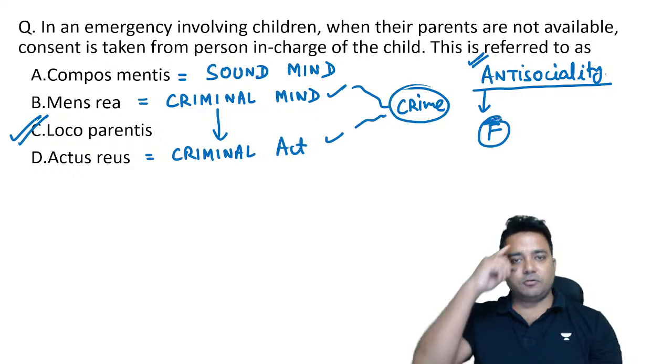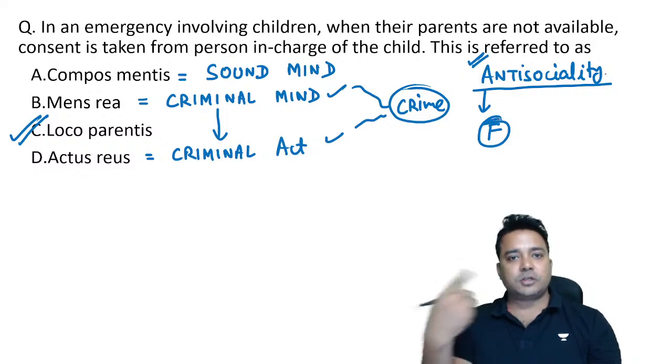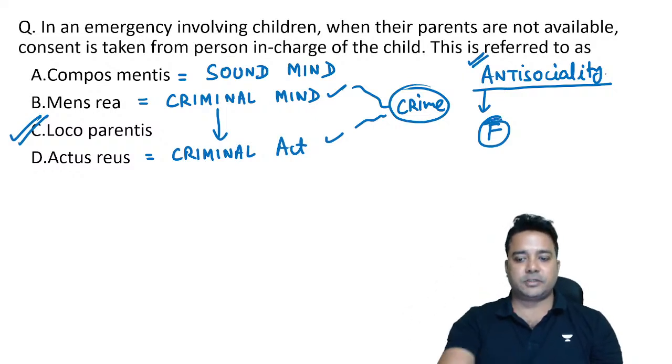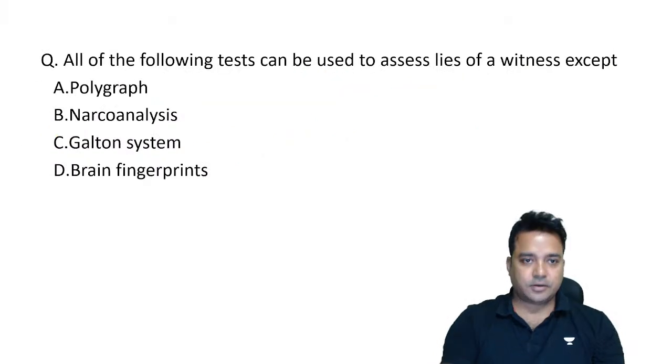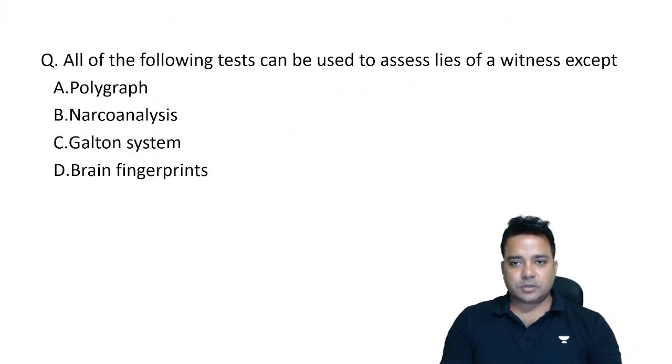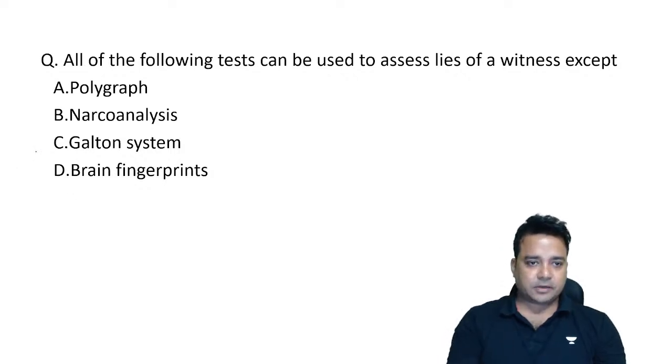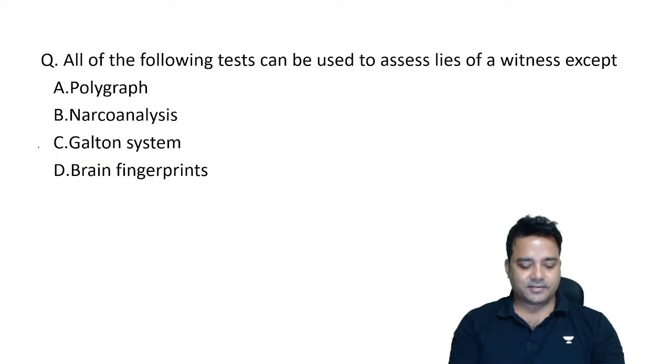फ्रंटल लोब का डैमेज होगा तो एंटी सोशल बिहेवियर इज सीन इन द पेशेंट. All of the following tests can be used to assess the lies of a witness except में आंसर जाएगा जल्दी.